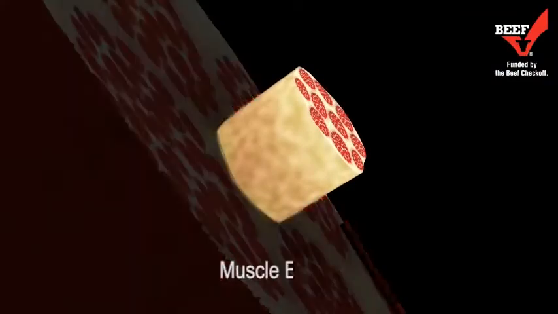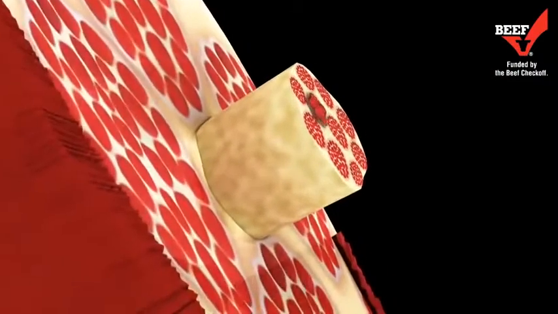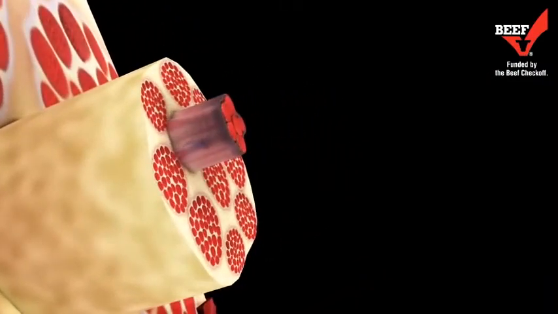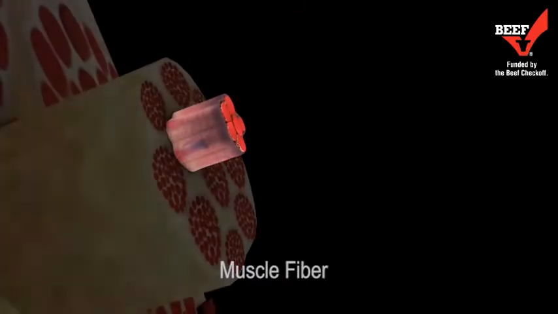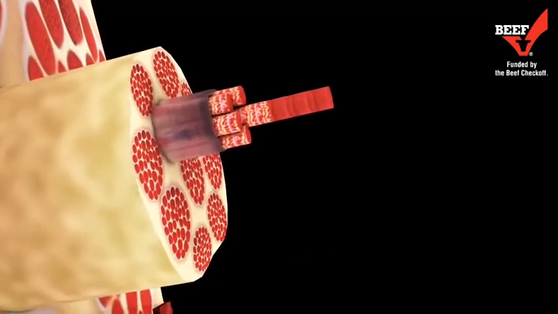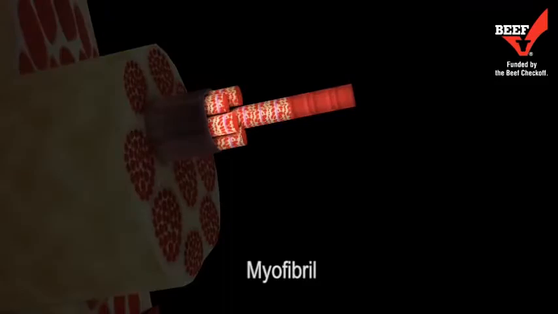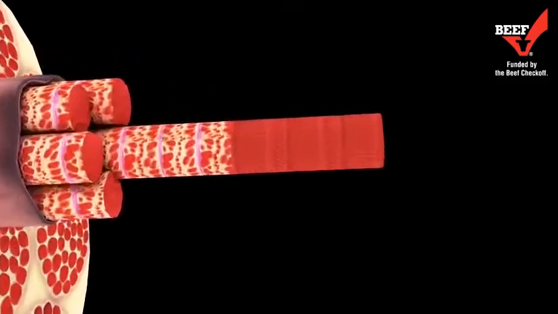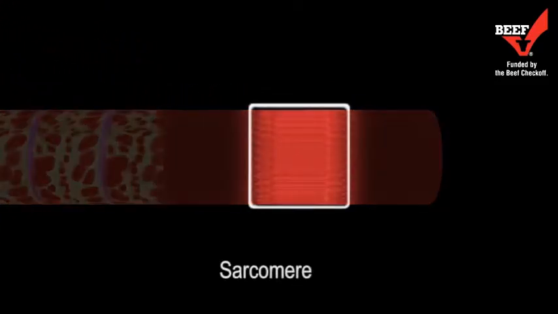Beef muscle is a matrix of muscle bundles consisting of muscle fibers and myofibrils. Muscle fibers are individual muscle cells that contain the myofilaments actin and myosin.